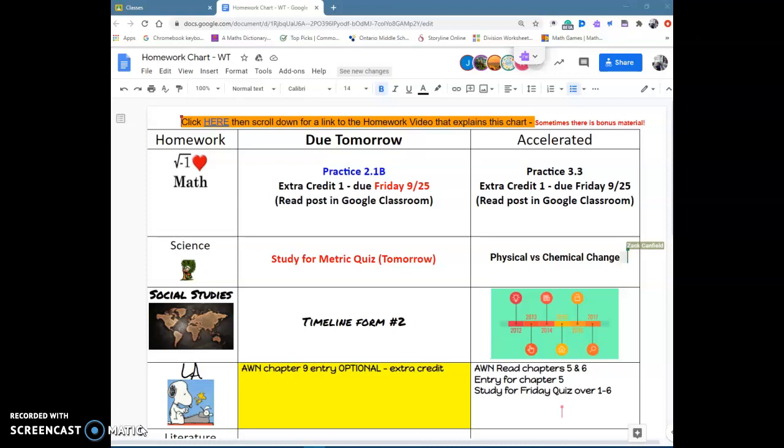One thing we also need to make sure that we are doing, if you're doing the extra credit, hopefully you've read the directions that are within Google Classroom. In science, you need to study for your metric quiz that is tomorrow. Remember that wonderful song that I sang for you guys in class and also here in a recent homework video. In the accelerated class, you've got your physical versus your chemical change. For social studies, you've got timeline form number 2.